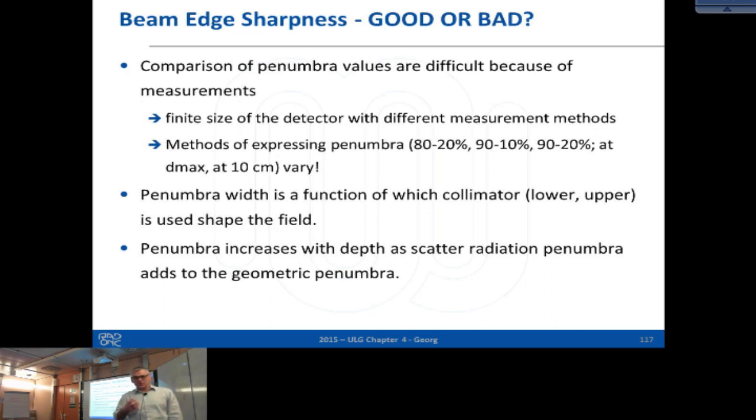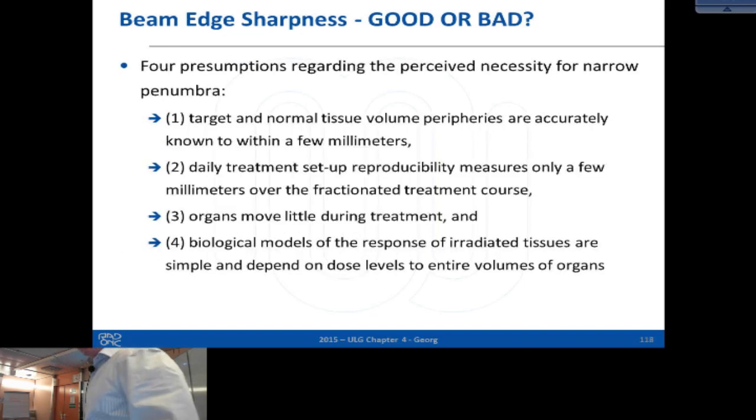In terms of penumbra, I just want to draw your attention again to the fact that there are different isodose levels that you can look at. And sometimes you find textbooks or publications that express the penumbra but don't tell you which isodoses are used, or maybe you are comparing two different isodose levels that are not matched to each other. So this is just to make you aware that there are different definitions used.